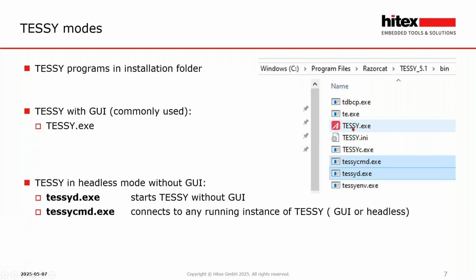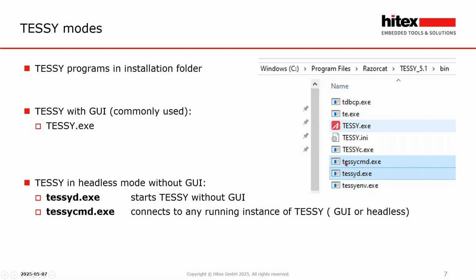I told you about two modes. Here is the commonly known TESSY mode. Here we have the icon. It's of course in the Razorcat TESSY bin folder. And beside that, we have others.